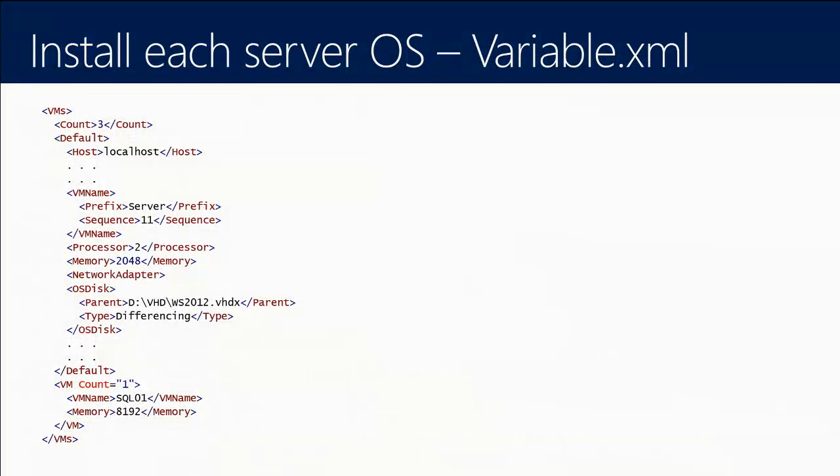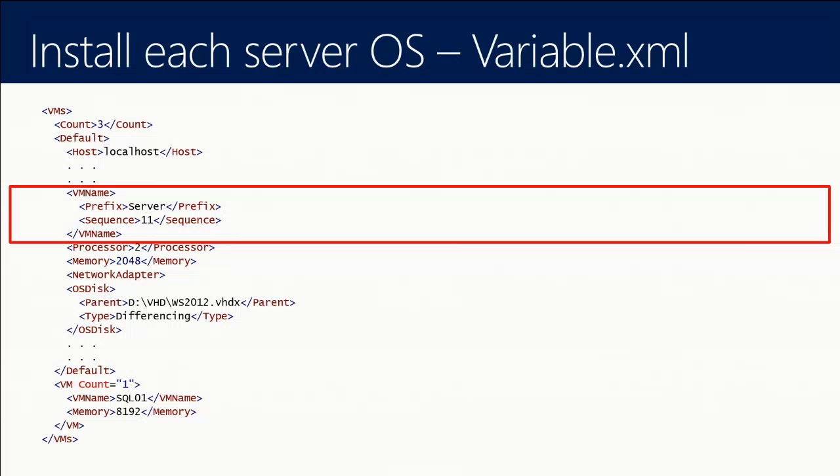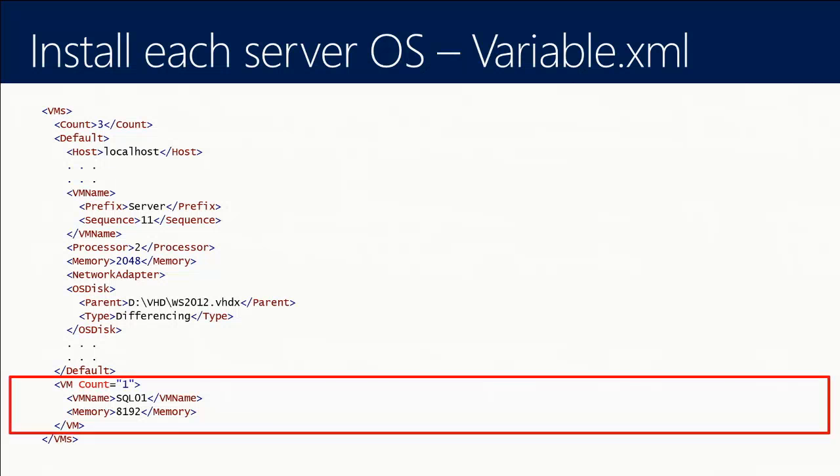This is a sample, again, from the variable file of what that looks like. In this case, I'm just installing 3 servers. They would be called server 11, 12, 13, except I've got an override in here that says the first one I actually want to call SQL 01, and I want to give it more memory than the default. Pretty simple set of parameters you pass in there to go and create that.